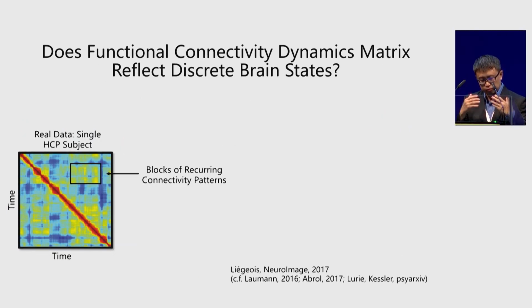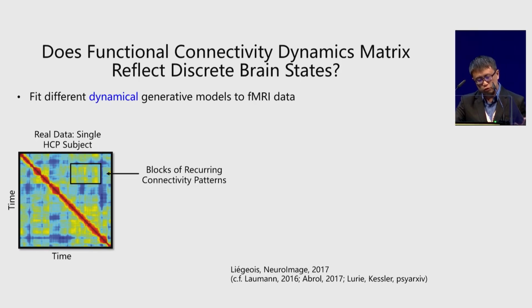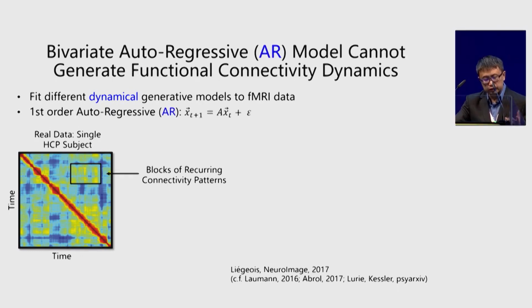So for example, the question would be, are these blocks of recurring connectivity patterns indicative of discrete brain states? One way to look at this problem would be to fit different generative models to the fMRI data, and try to see which generative model might explain this functional connectivity dynamics better. For example, people have used autoregressive models to fit fMRI data. In an autoregressive model, the fMRI data at time t+1 is a linear combination of the fMRI data at the previous time point, plus some noise.